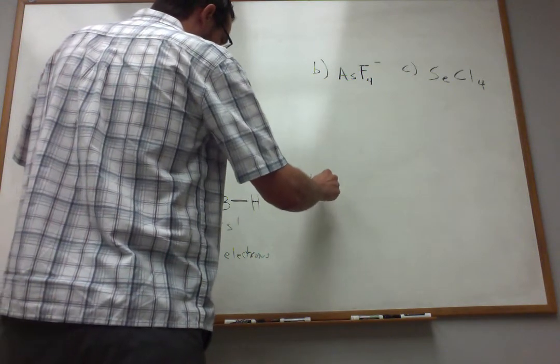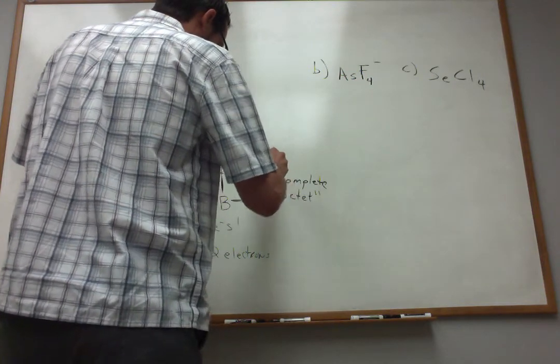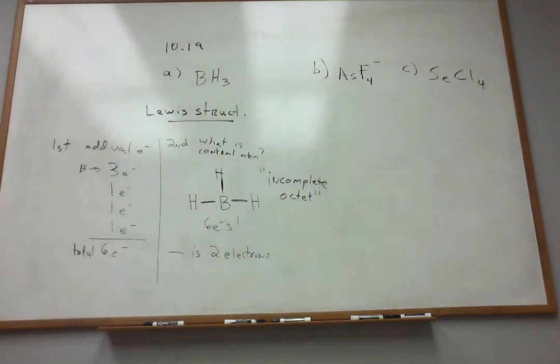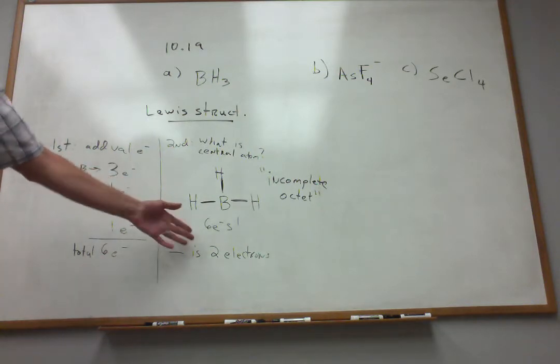We would say that it has an incomplete octet. I'd say, oh, BH3 is an incomplete octet. And that is the exception to this octet rule. This is the correct Lewis dot structure for BH3. We have no other option because we're out of electrons, right?